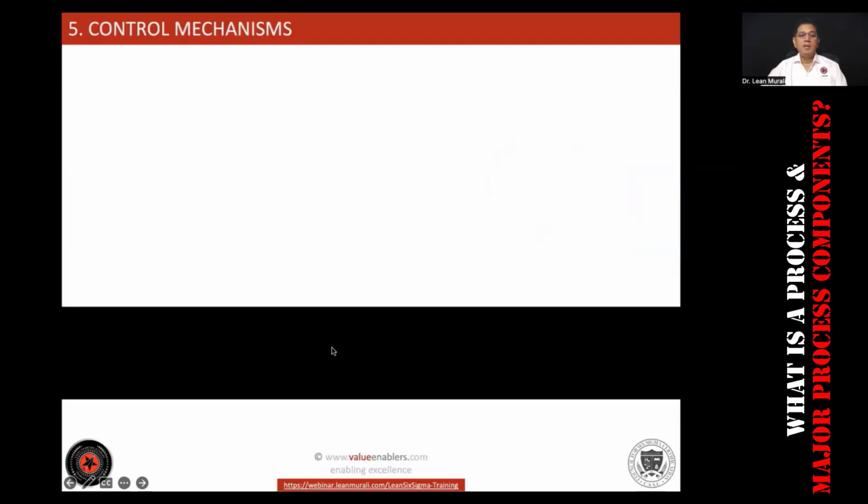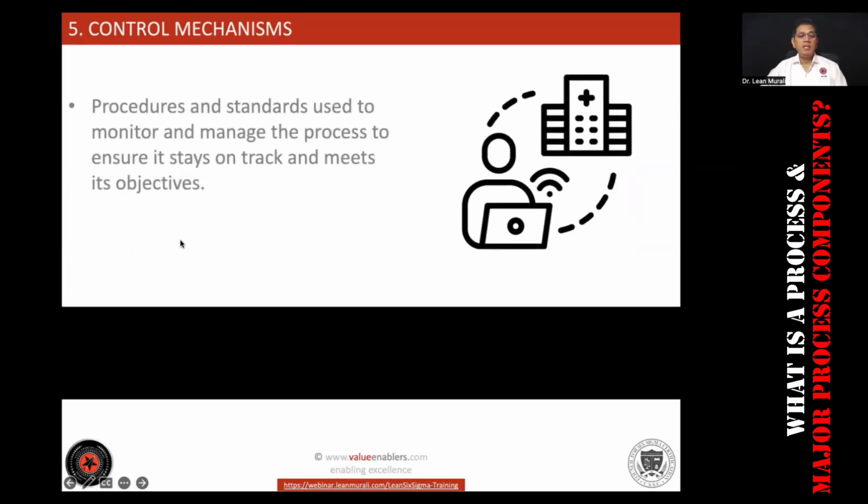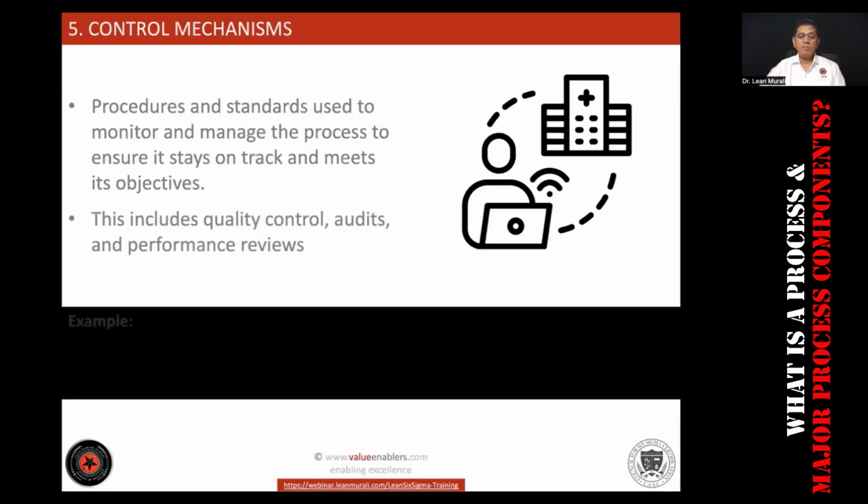All right. Now, control mechanisms. What is a control mechanism? The control mechanism is the procedures or standards that are used to monitor and manage the process so that it stays on track and meets the objectives it is intended to. Procedures and standards, like quality control, audits, and performance reviews, are all control mechanisms.